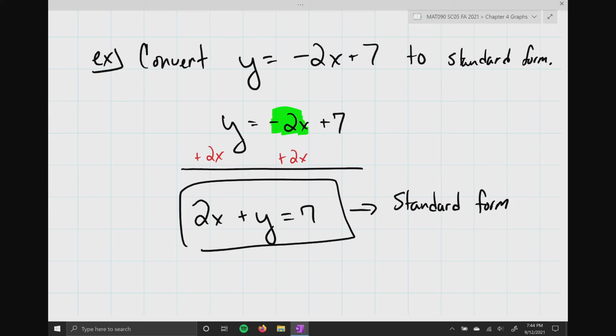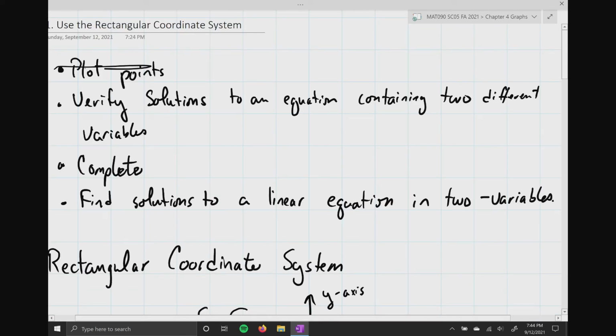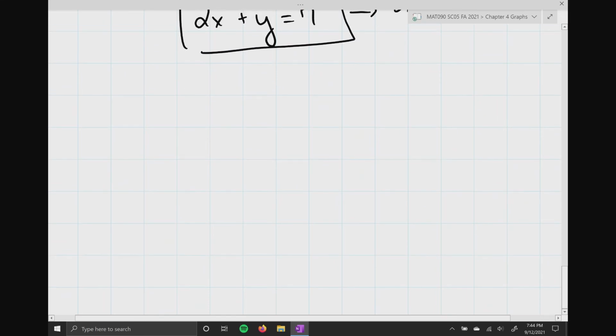Okay, so now what I want to show you is how do we actually determine whether or not an ordered pair is a solution to the equation. So if I were to scroll up really quick, okay, we already plotted points. We went over standard form. So now we're going to turn our attention to verifying solutions to an equation containing two different variables, okay? So one thing we got to remember is, and this is going to sound crazy. Once I say it, you're going to sit there and go, oh, how am I supposed to do this? But once you see it in action, it's really simple.